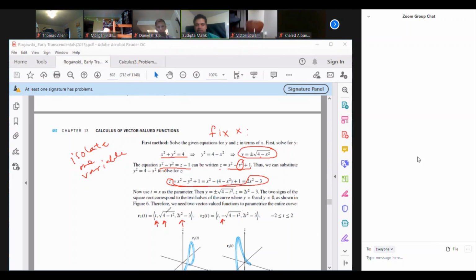And what is the domain here? Remember, domain means what? You have to get this to be a real number. How do you get 4 minus t squared as a real number? Whatever is under the radical has to be greater than or equal to 0, right? That means t squared is less than or equal to 4. That means t is between negative 2 and 2. So that's the domain.